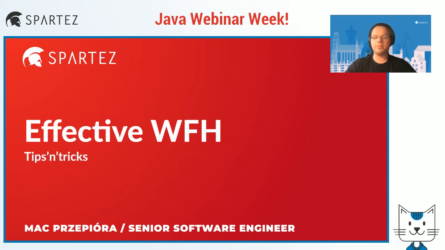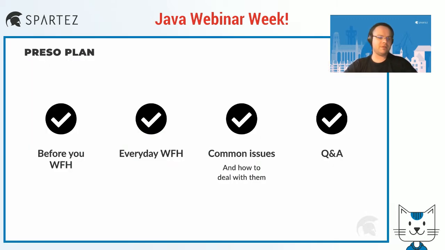And I think developers' work is a bit different than other people's work, so working remotely is also different, and that's what I want to focus on. So let's jump into our presentation plan. Today, I want to talk about 3 things related to working from home. First, how to prepare for working from home, then how to execute that work every day, and then what are the common issues that you might need to deal with when you start working from home, and how to deal with them. And then we will have hopefully a long Q&A session when we'll answer your questions.